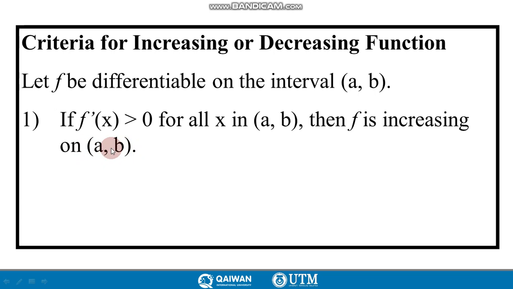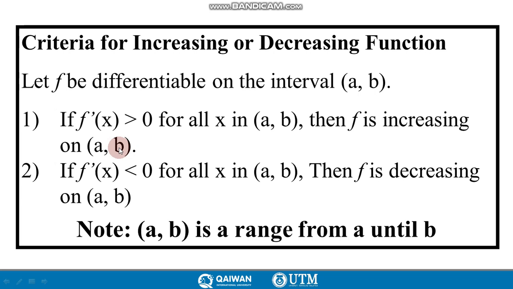Here ab is the given interval. And if the derivative of the function is less than 0 for all x in the interval ab, that means for all points in this interval, if the derivative of the function is negative, then we say the function f is a decreasing function on the interval ab. Here ab ranges from a until b. Okay, these two points are about increasing and decreasing of a function on the interval ab.